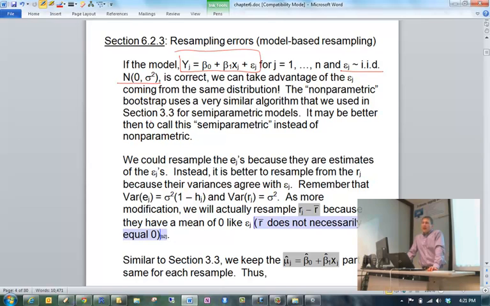Well, what we can do then is take advantage of that aspect. Why? Well, notice that the yj's themselves don't have the same distribution. For different values of x, yj's are going to have different distributions. But the epsilons all have the same distribution. So we can take advantage of this basically the same way as what we did with the semi-parametric models in section 3.3, where now what we're going to do is resample your residuals. So if you remember how we looked at resampling residuals in section 3.3.